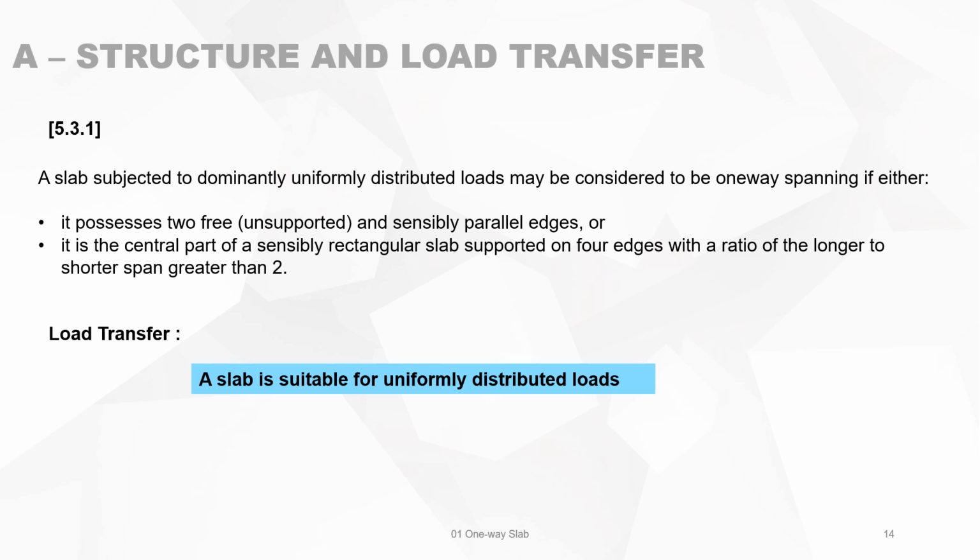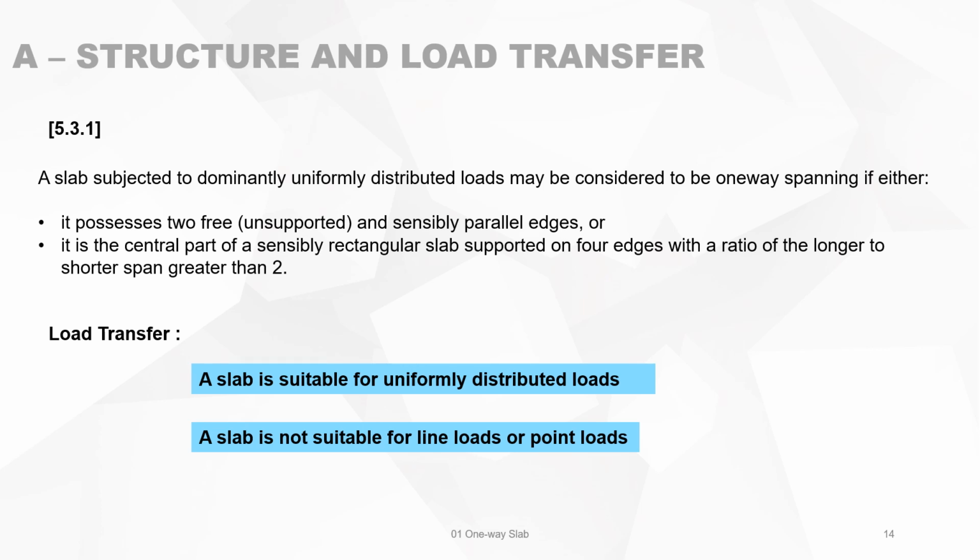Regarding load transfer, a slab is suitable for uniformly distributed loads, and a slab is not suitable for line loads or for point loads. Of course, small line loads like light dividing walls or things like that can be accommodated, no problem. And we talk about small line loads if the load is less than 5 kilonewton per meter.